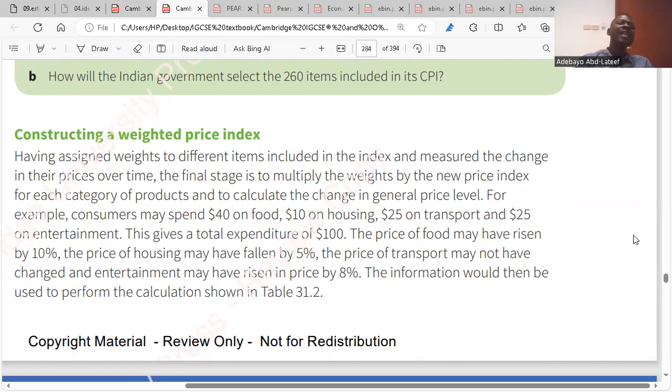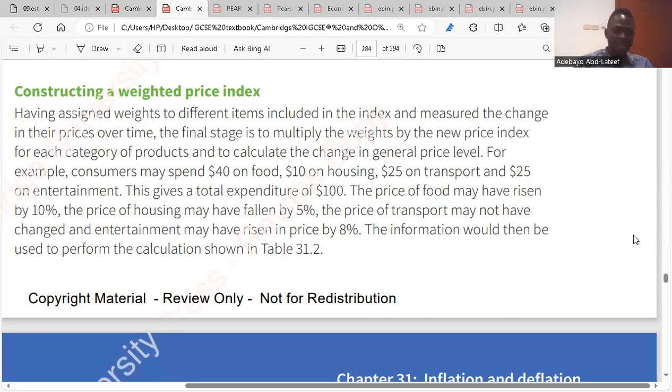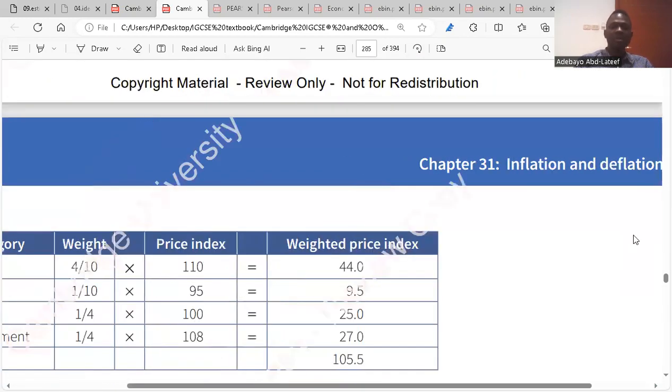They said, having assigned weights to the different items included in the index and measured the changes in their prices over time, the final stage is to multiply the weight by the new price index for each category of products and to calculate the change in price level. For example, a consumer may spend $40 on food, $10 on housing, $25 on transport, $25 on entertainment. This gives a total expenditure of $100. The price of food may have risen by 10%. The price of housing might have fallen by 5%. The price of transport may not have changed. Entertainment may have risen in price by 8%. So the information will then be used to perform the table. Because there are changes now.